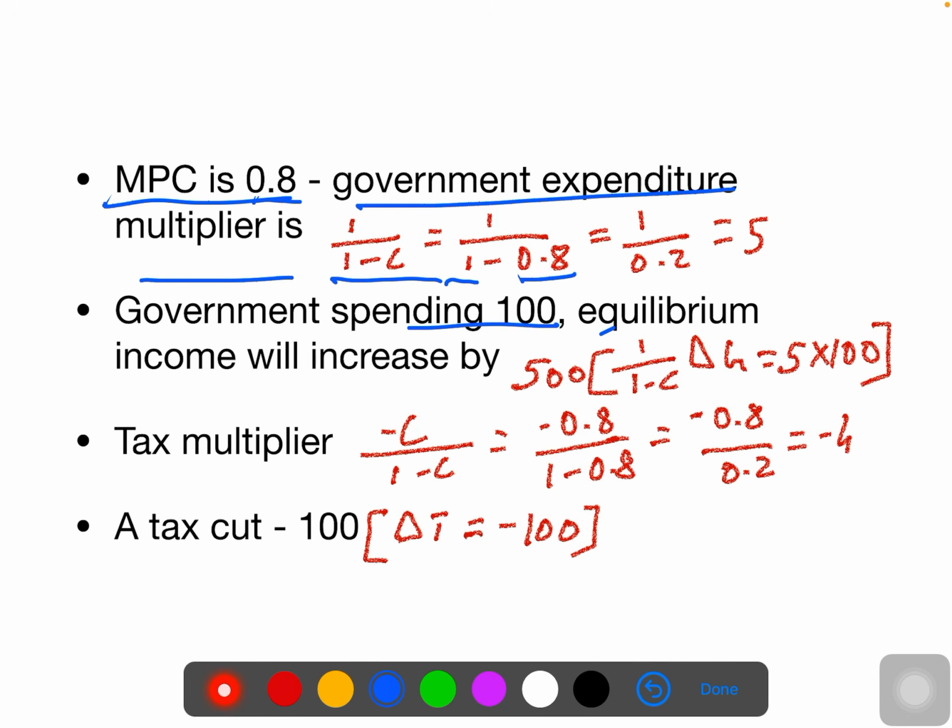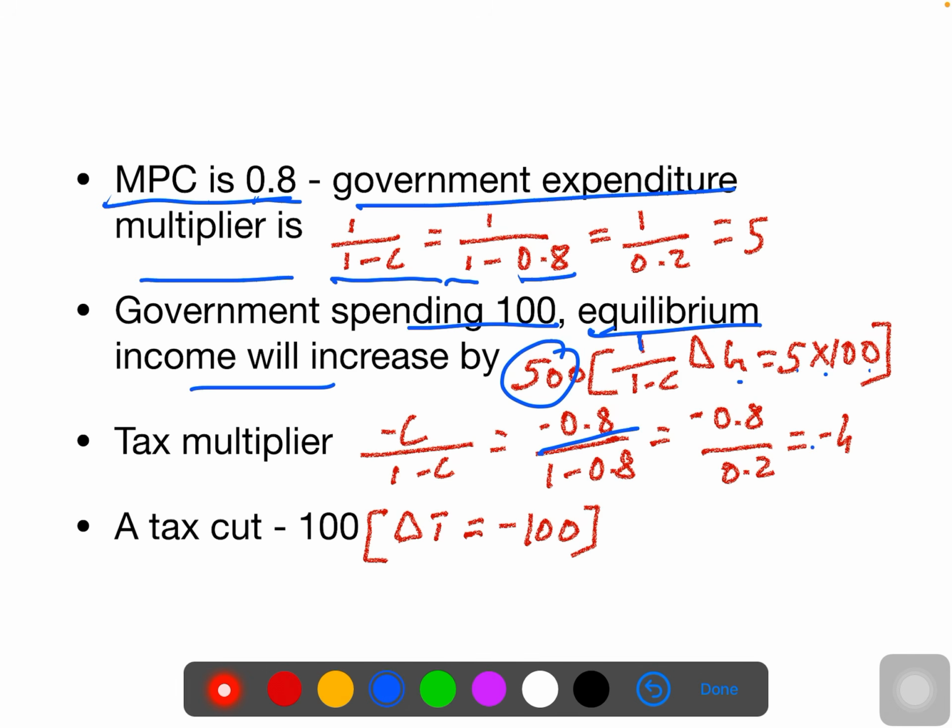The equilibrium income will also increase by 500. The equilibrium income of everybody is going to increase by 500. So we can analyze it like 1 by 1 minus c times change in G, equal to 5 into 100. The tax multiplier is given by minus c divided by 1 minus c, equal to minus 0.8 divided by 1 minus 0.8, equal to minus 0.8 divided by 0.2, equal to minus 4.